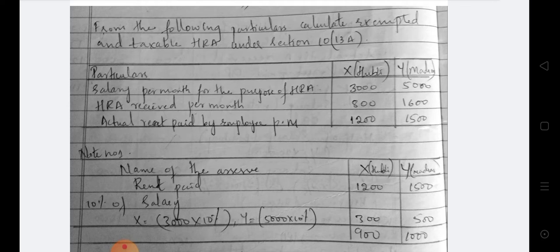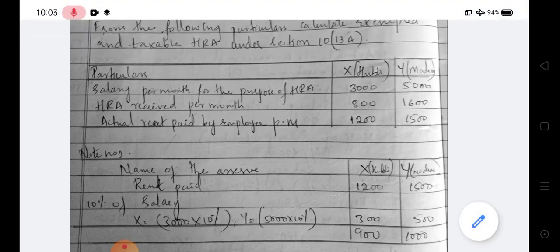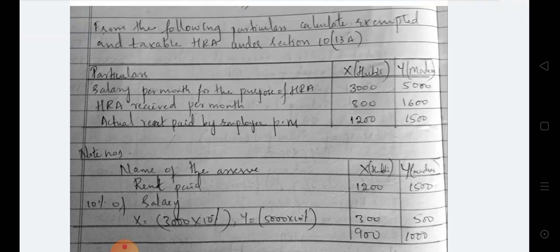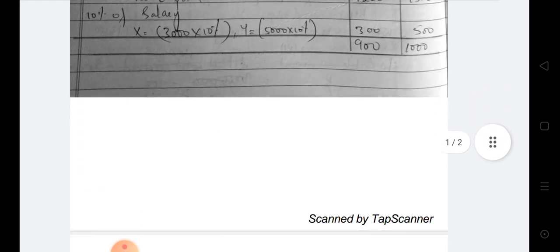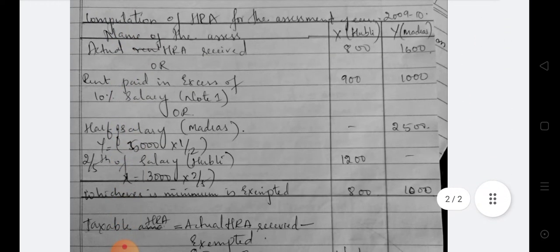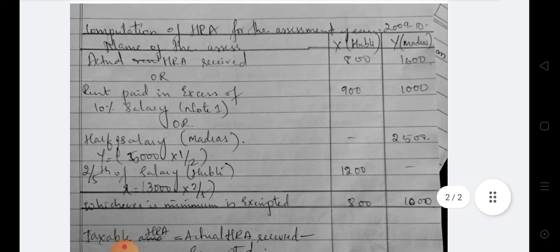So this will be the note for the calculation of rent paid in excess of 10% of salary. We have calculated one point called rent paid in excess of 10% of salary. So we shall go with the calculation of exempted and taxable HRA. See this computation of HRA for the assessment year 9-10.